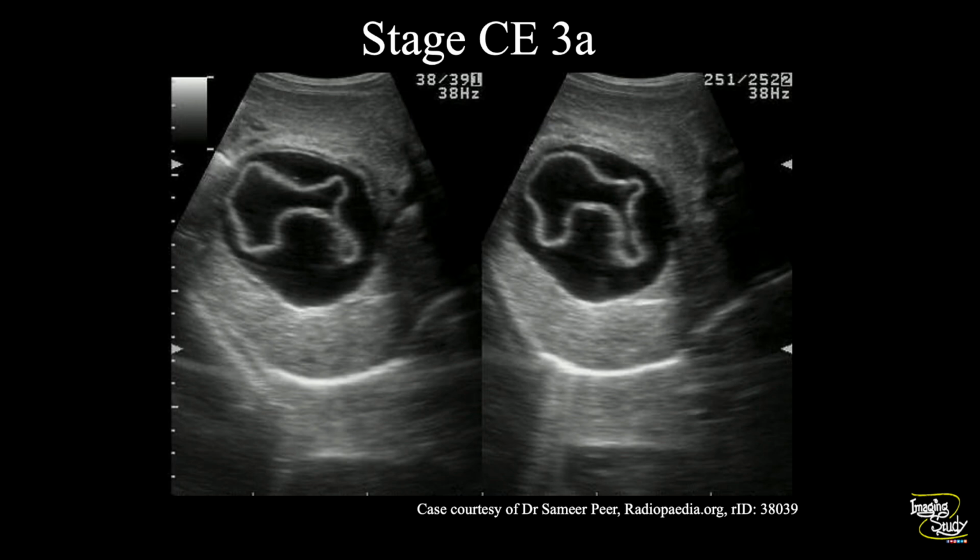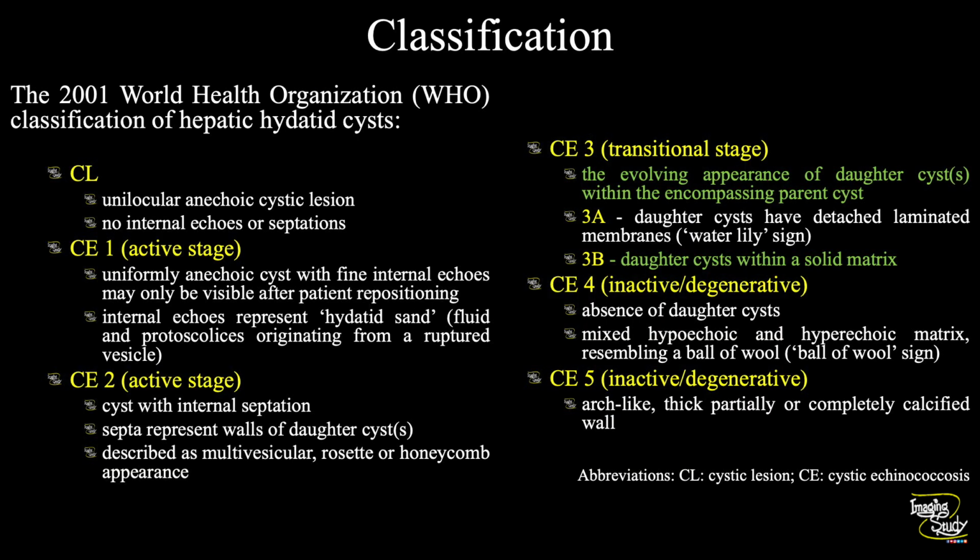This appearance may come due to decreased intracystic pressure or degeneration, host response, trauma, or maybe due to anti-hydatid therapy. Now on 3B, you will get the daughter cysts within a solid matrix.